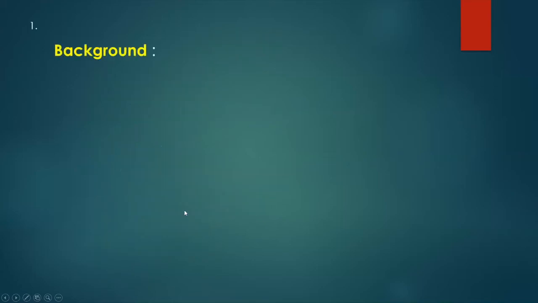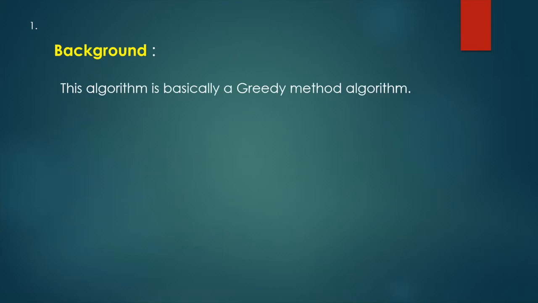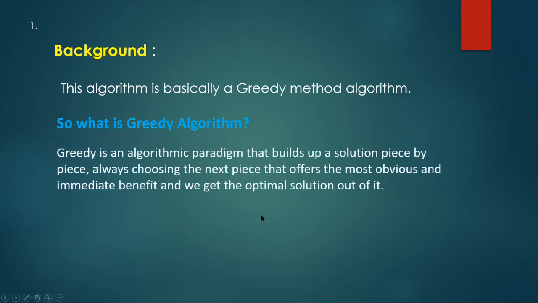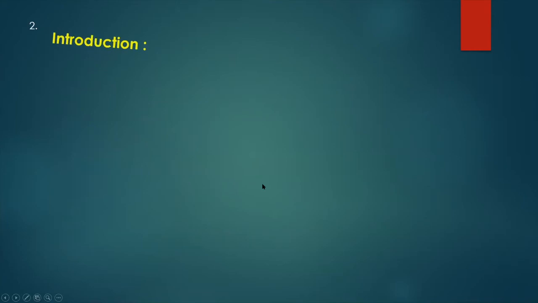So what is the background of this algorithm? This algorithm is basically a greedy algorithm. So first we have to understand what a greedy algorithm is. A greedy algorithm is basically a solution that builds up step by step, and it always chooses the next most obvious and immediate benefit, and eventually we get the optimal solution. So let's move to the introductory part.